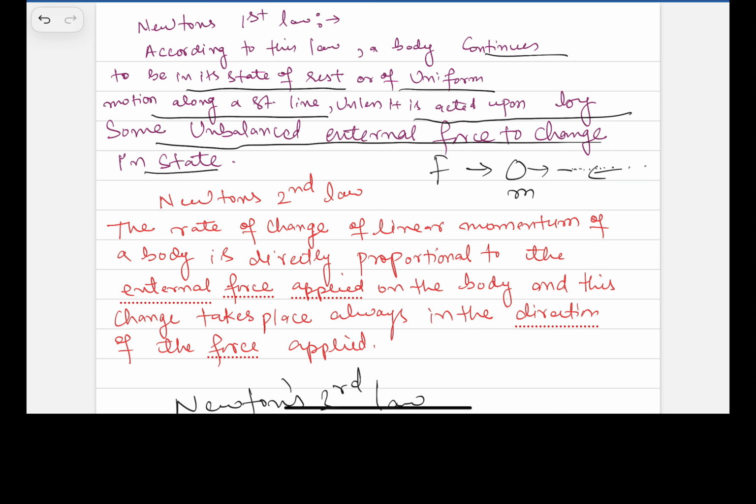So it states that if it is at rest, it will remain at rest. If it is in uniform motion on a straight line, it will not stop. It will only stop when an external force F is applied. I have also taken the example of a football. When we kick the football, it will start moving in that direction unless it is stopped by some other force. Assume that the surface is frictionless. Otherwise, due to friction, the ball will stop.